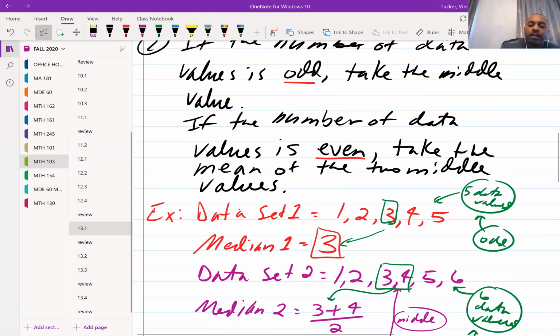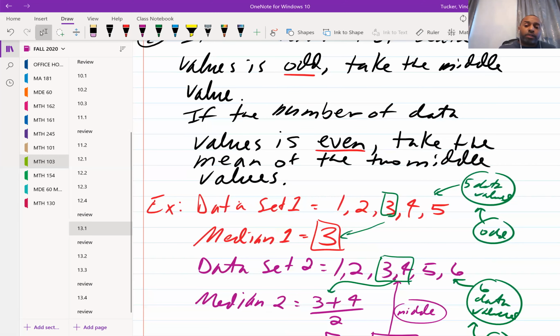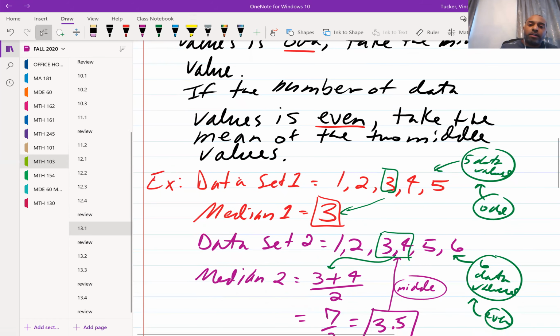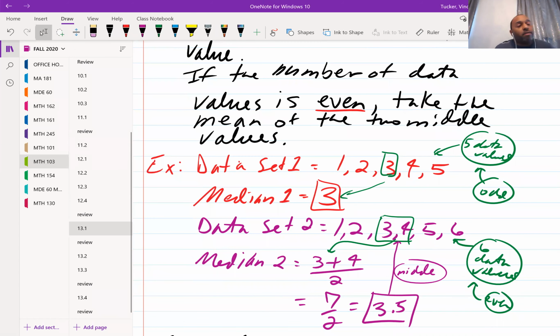Now, if I have a second data set, let's say 1 through 6, since it's an even number, I don't actually have a middle value. So I would take my 2 middle values, add them together and divide by 2, and that will give me the median. In this case, it would be 3 plus 4, which is 7. Divide that by 2, and that'll be 3.5. That's your median. And notice 3.5 is in the middle of the data set, in between 3 and 4. It splits your data in half.